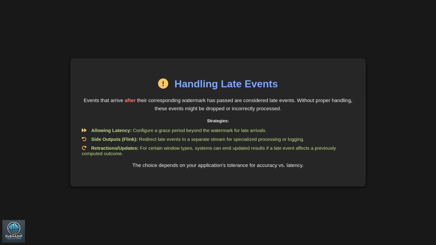Late events are those that arrive after their corresponding watermark has passed. To handle these, we can configure a grace period, allowing a window to remain open for a defined duration after the watermark. Flink offers side outputs to redirect late events for separate processing. Some systems can also emit updated results if a late event changes a previously computed outcome. Your choice depends on your application's needs for accuracy versus latency.